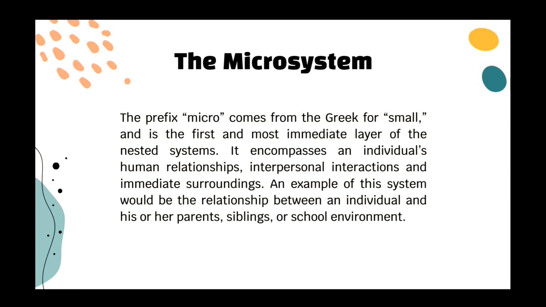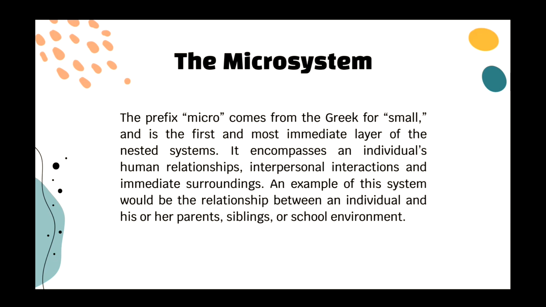So we have the microsystem. The prefix micro comes from the Greek word for small, and it is the first, most immediate layer of the nested system. It encompasses an individual's human relationships, interpersonal interactions, and immediate surroundings. An example of this system would be the relationship between the individual and his or her parents, siblings, or school environment.